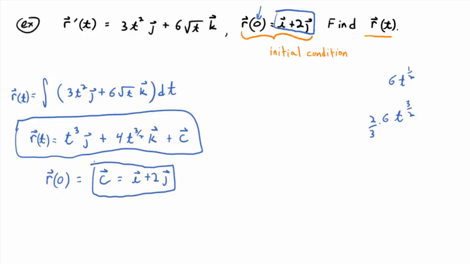So I've got another step to do. I can go ahead and put this c in here and then add corresponding components. So r of t, just to write it out, again, the first part's not going to change yet. t cubed j plus 4t to the 3/2 k plus c, which is i plus 2j. So this is what we're adding in. We're replacing c with i plus 2j.